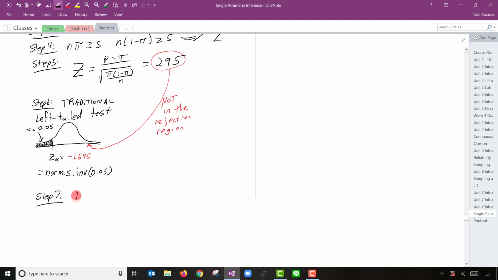Step 7 will be fail to reject the null hypothesis.